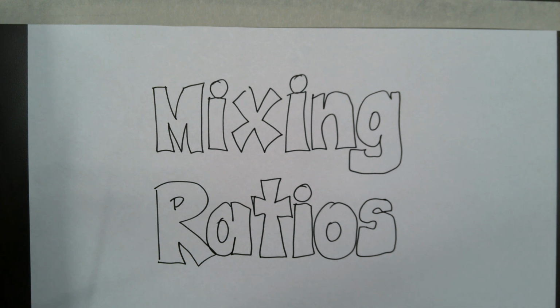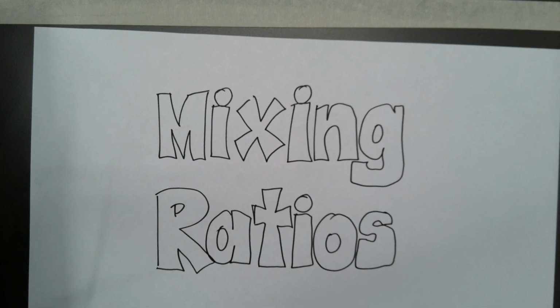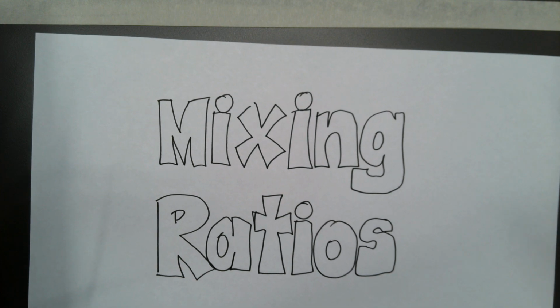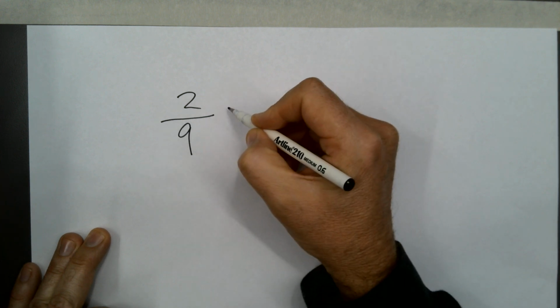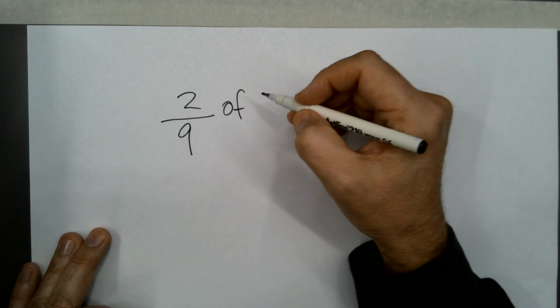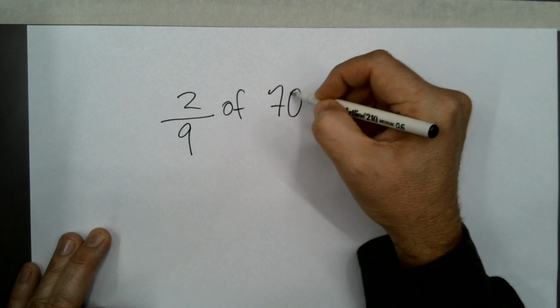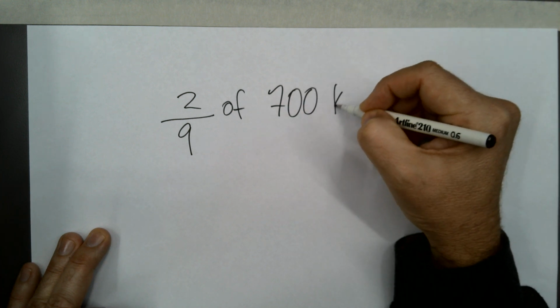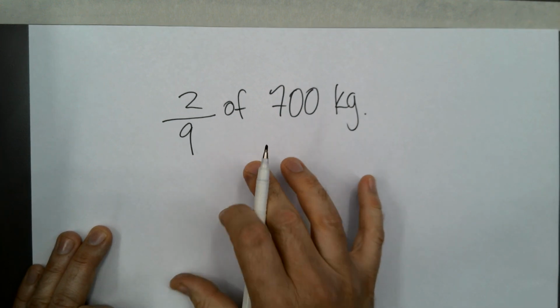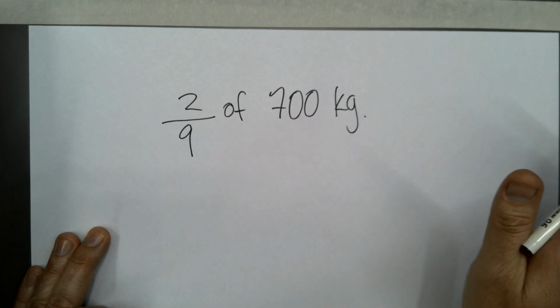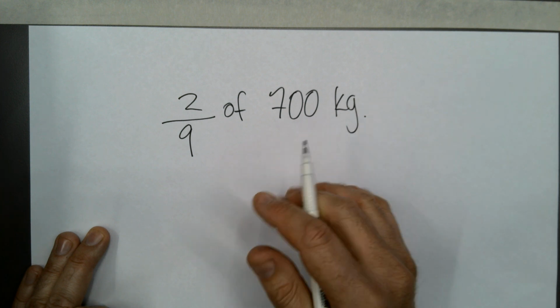So that's what we're going to look at now, but before we get into that, there's just one little bit of mathematical stuff I want to run through with you, and that is the whole idea of finding a fraction of an amount. So let's say I need to find 2/9 of, I don't know, 700 kilograms. You've got to be able to handle this. Pretty much from here on in, you need to know how to do this.